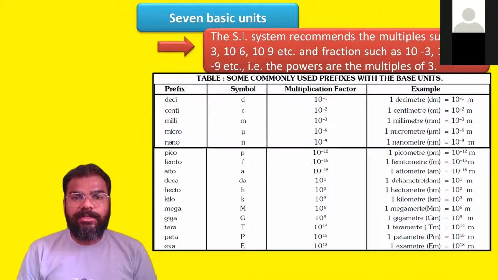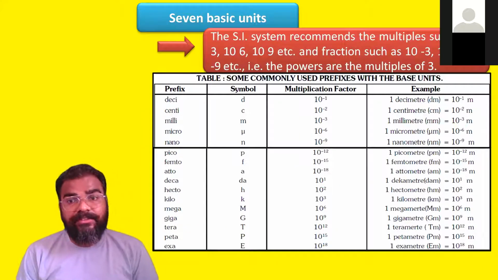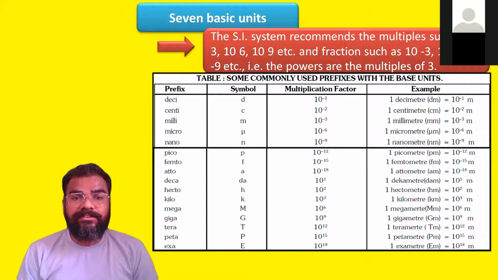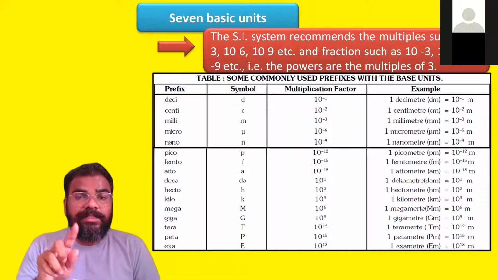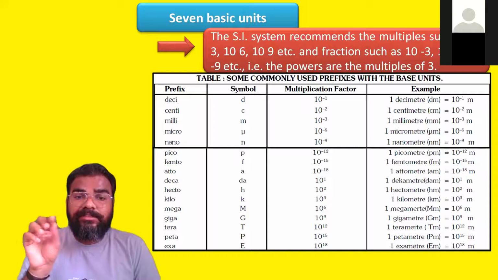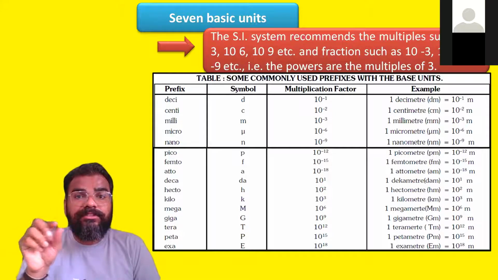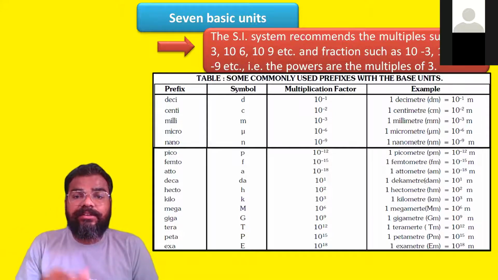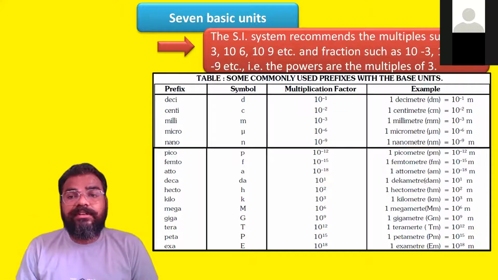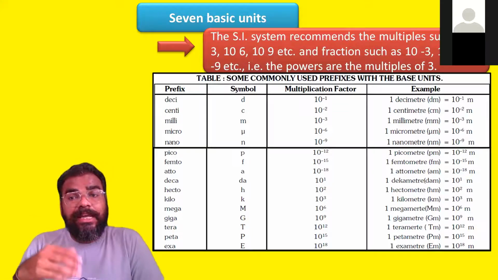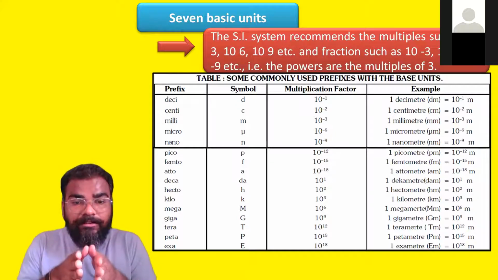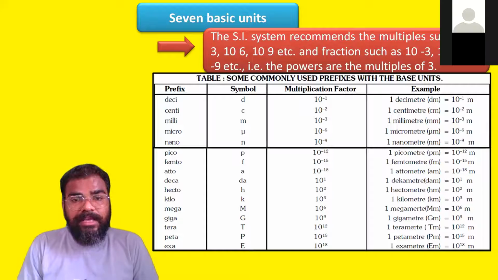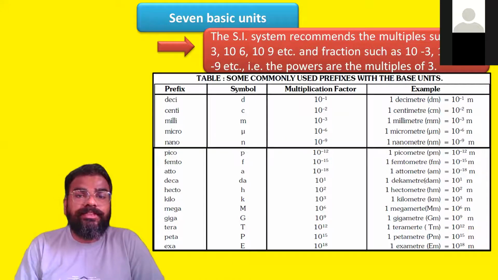Then the SI system recommends the multiples such as 10 raised to power 3, 10 raised to power 6, 10 raised to power 9, etc. And the fractions such as 10 raised to minus 3, 10 raised to minus 6, 10 raised to minus 9, etc. So in the multiples you have positive powers and negative powers, and that is the power of the multiples of 3.